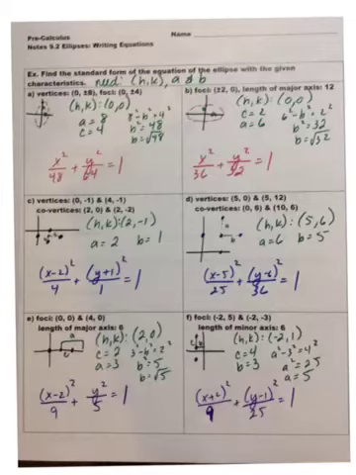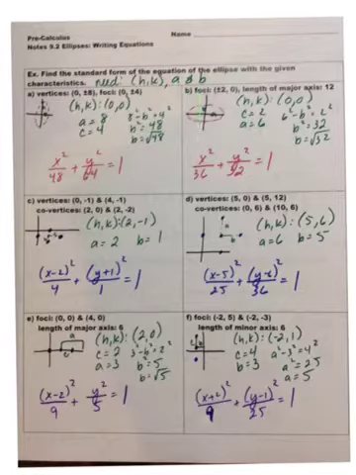Alrighty, my beauties, we are looking at ellipses day 2, where we're going to write the equations instead of graphing. To do this, we need three things. We need to know where the center of the ellipse is, we need to know A, and we need to know B. If we know those three things, we can write our equation.